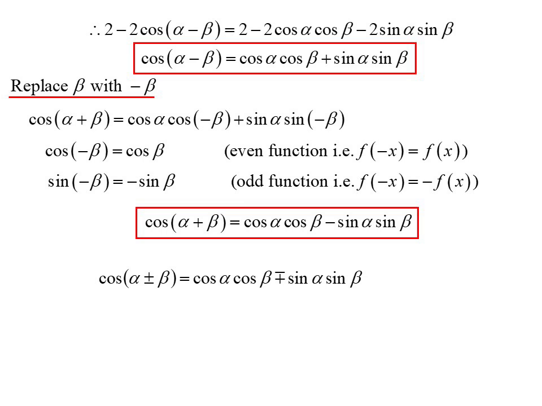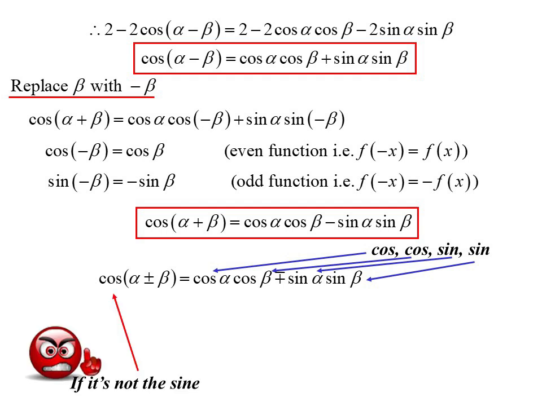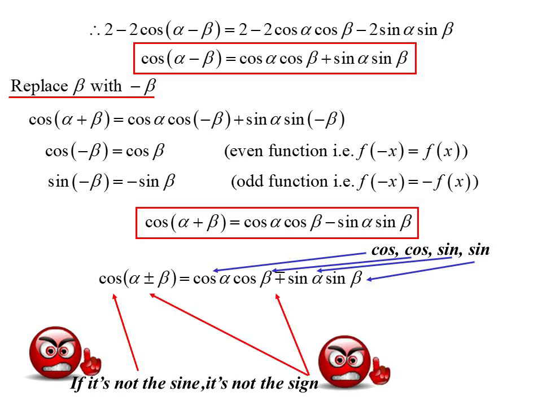Of course, the way I tend to remember it is like this. I simply say, cosine, that's cos, cos, sine, sine. If it's not the sine ratio, it's the cosine ratio, so if it's not the sine, we change the sign. Okay? So there's your formula for the cosine: cos, cos, sine, sine. If it's not the sine, we change the sign.